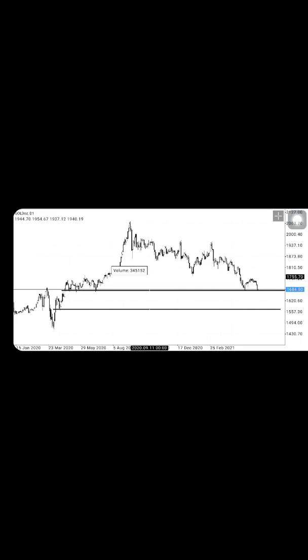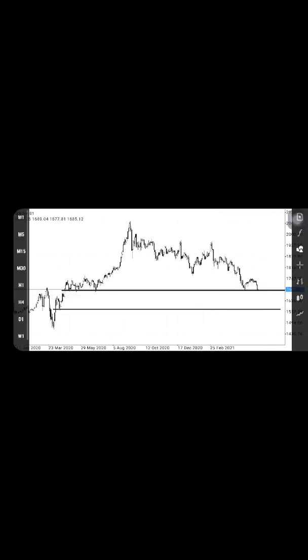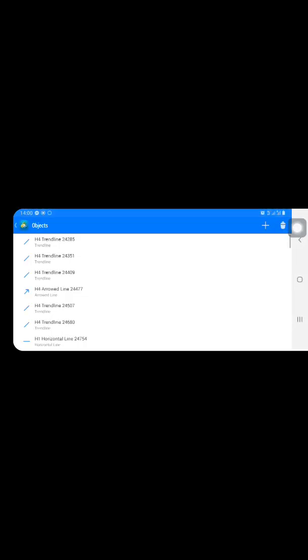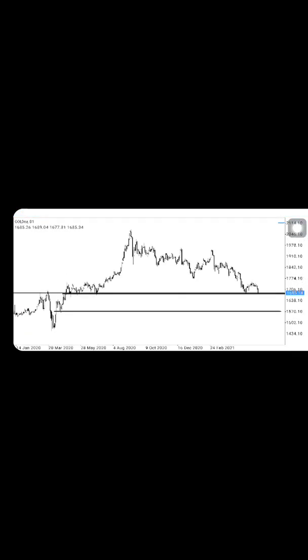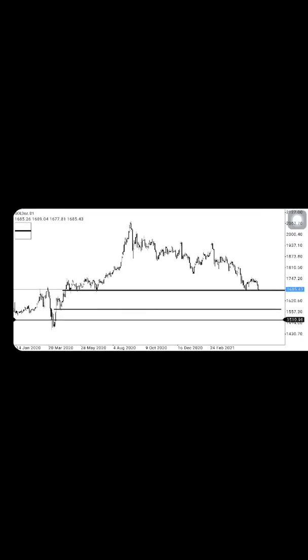Just to visualize it more properly, we're going to be looking at 1573. This is also a potential zone, the 1630, and so on. But those are my long-term targets. We have a daily chart, and then the final target would be this last point here. I'll just put a horizontal line. This would be the final target.